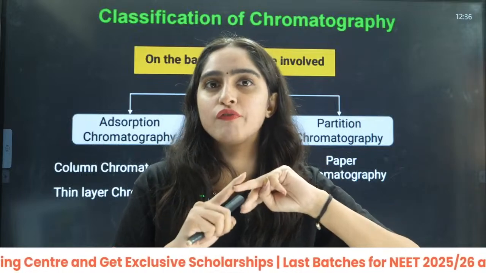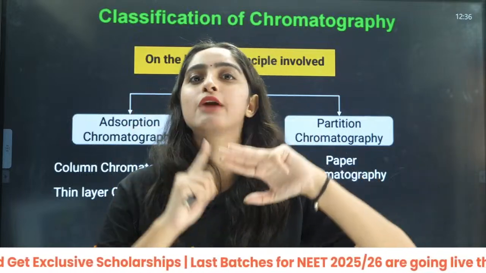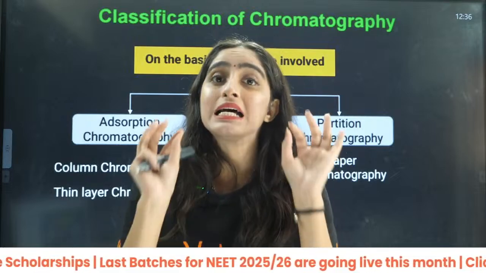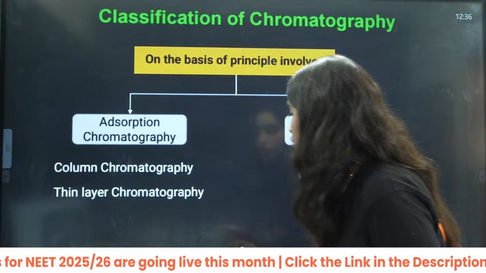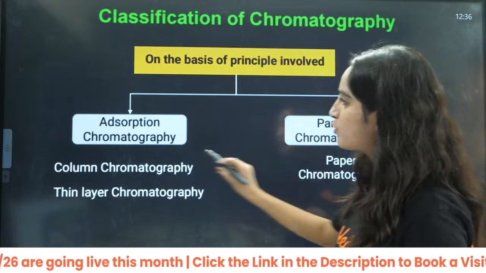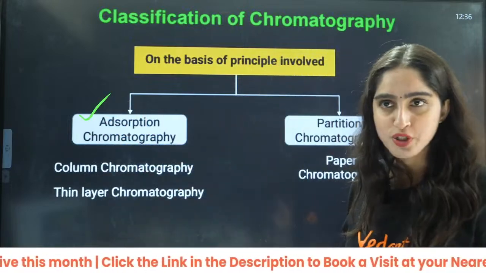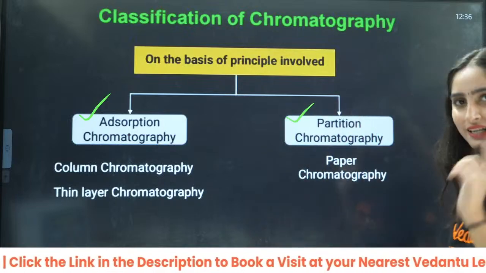What is the stationary phase? What is the mobile phase? And what is the mixture? Second, what are the different types of chromatographies? There are basically two types of chromatographies. One is adsorption, second is partition.